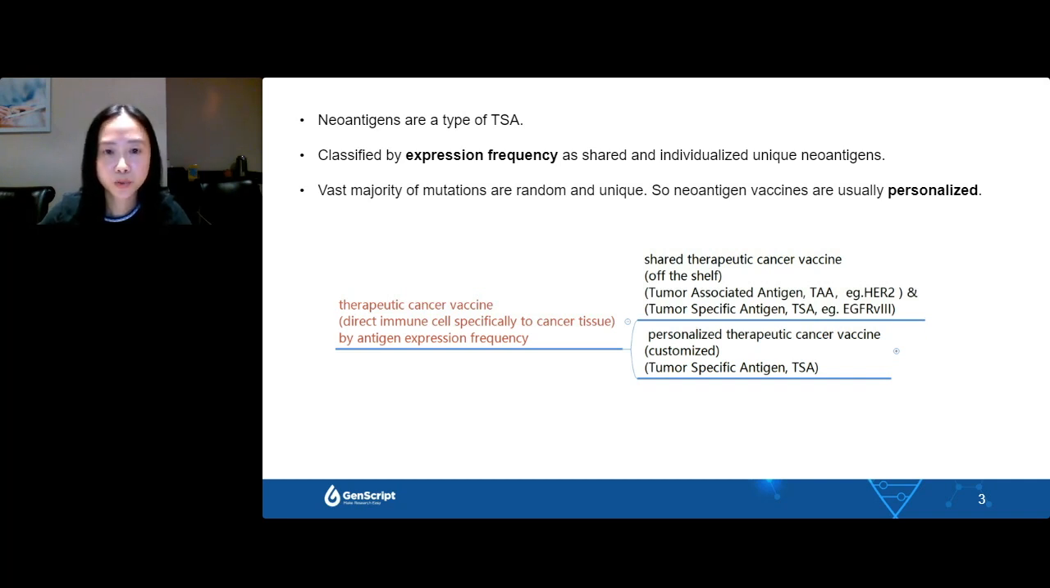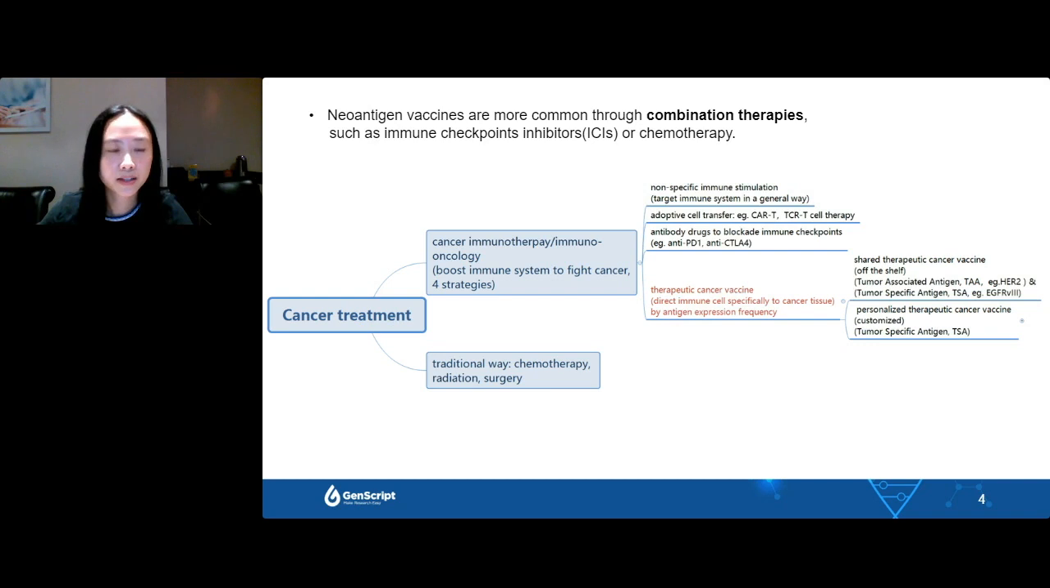Of course, since it's a personalized therapeutic cancer vaccine, we're trying to find the specific antigen instead of the associated antigen. For the shared therapeutic cancer vaccine, mostly we're talking about the associated antigen. Only a few researchers are working on TSA because it's very unique and hard to find out. Shared therapeutic cancer vaccines are off the shelf, and personalized ones have to be customized. And neoantigen vaccines are used for cancer treatment.